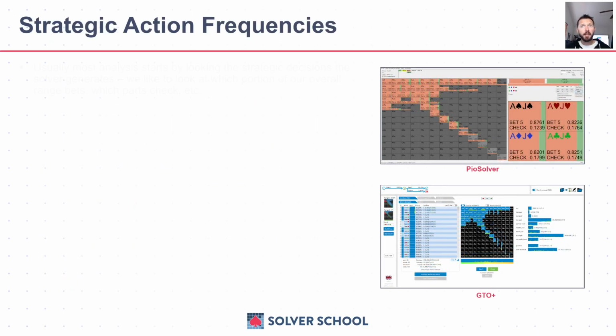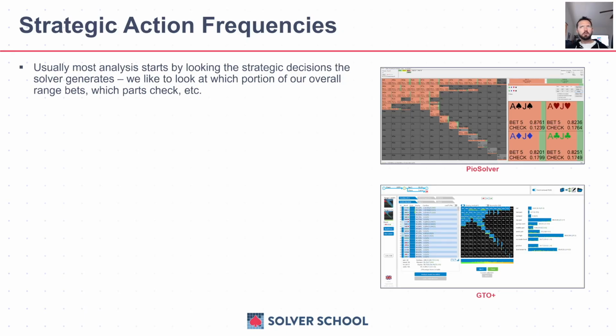The next one is strategic action frequency. So usually most solver analysis starts with looking at the strategic decisions which the solver generates. It's the first thing that we generally look at. If you're looking at the screenshots there to the right, we like to look at the portion of our overall range that bets, the portion of our overall range that checks, etc. That generally is the thing that most people like to do, understanding what my particular hand, or what a portion of my particular hand, should do at any given time with the information which we have.